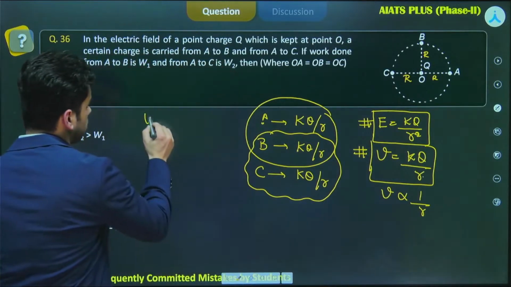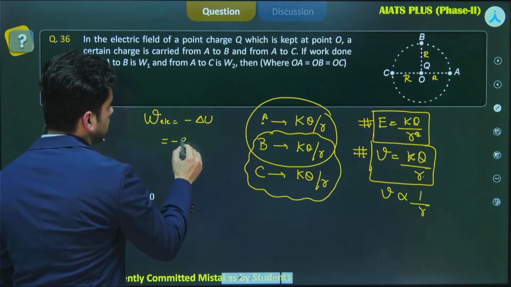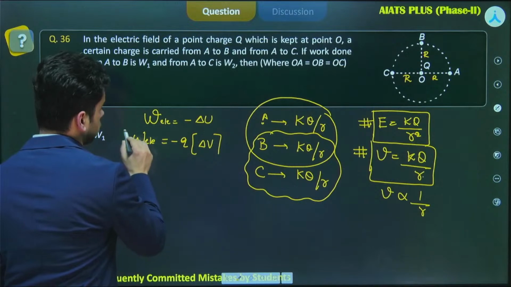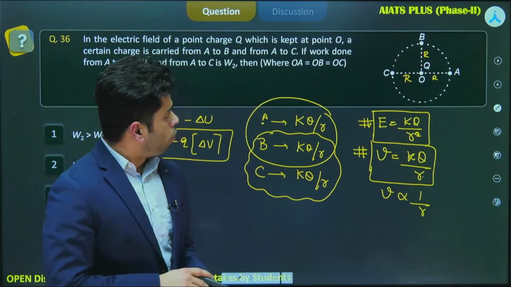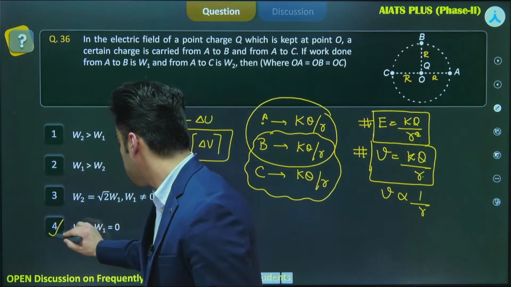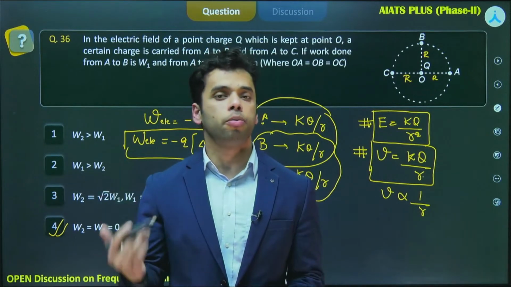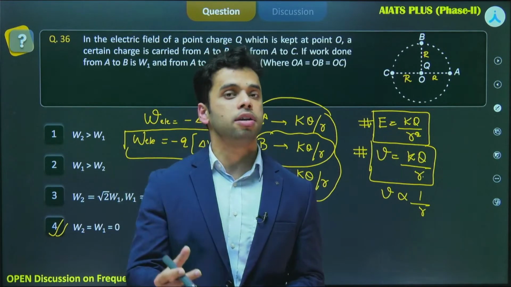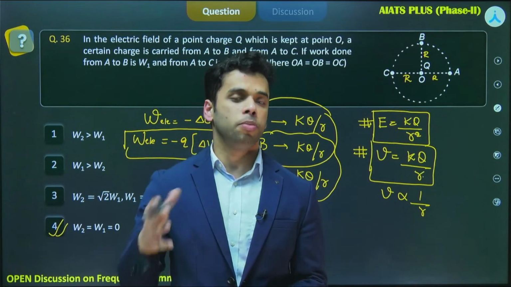And you know, work done by the electrostatic force can be written as minus delta U, which can be further written as minus Q times delta V, where delta V is the change in potential. So if the change in potential is 0, the work done will be 0. So based on our analysis, the correct answer to this problem should be option 4, that is W2 equal to W1 equal to 0. It is a very simple concept. No potential difference, no work would be done in moving the charge from point A to point B. Had there been a certain potential difference, we would have then calculated the amount of work done. But the basic necessity is that potential difference should be there.